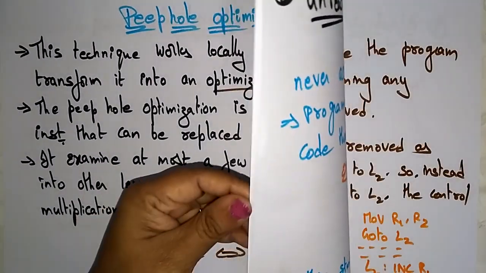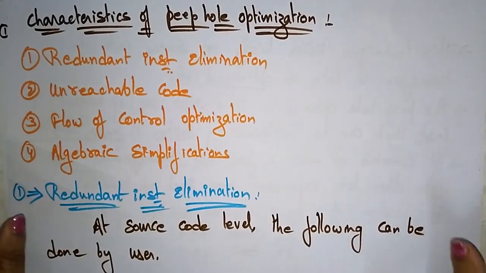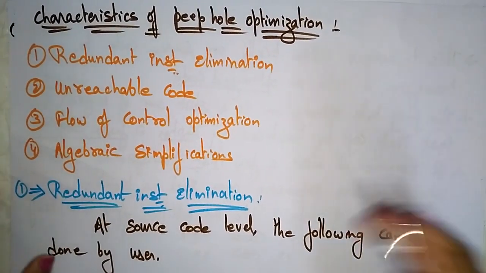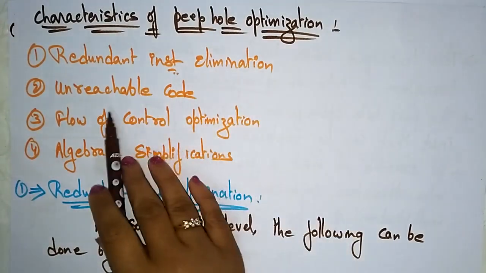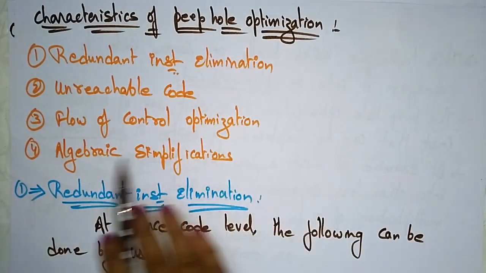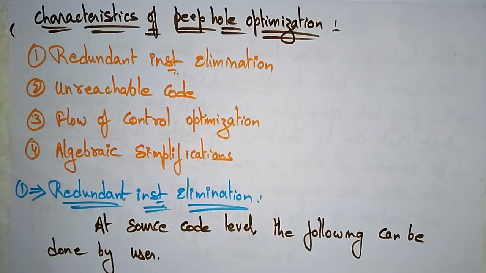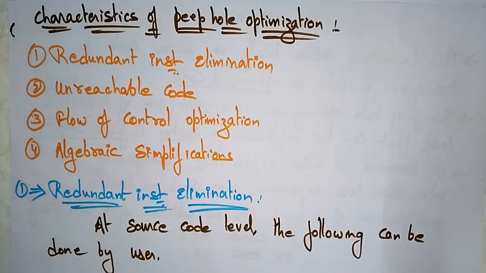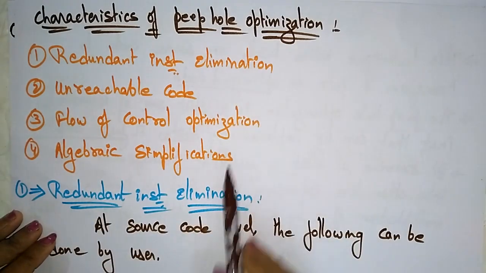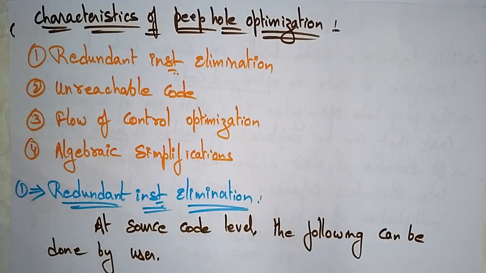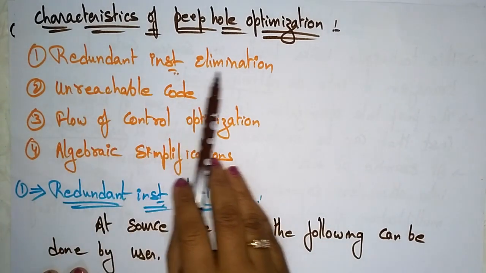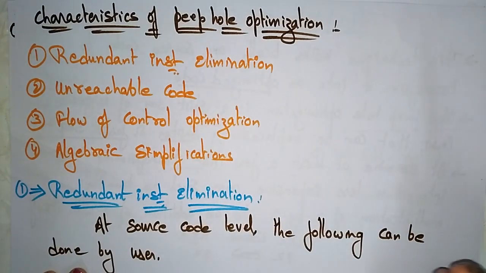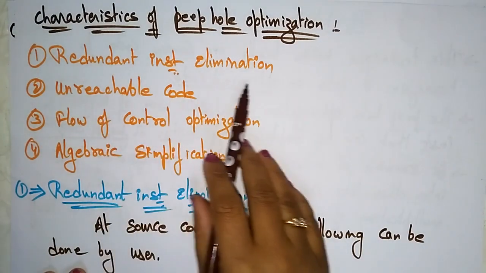Now let's see the different characteristics of peephole optimization. They are redundant instruction elimination, unreachable code, flow of control optimization, and algebraic simplification. We have seen that peephole optimization reduces the instructions and takes only the less expensive operators, and every characteristic concentrates on that. Redundant instruction elimination: wherever an unwanted instruction is there, it is going to be removed. So that is one characteristic.